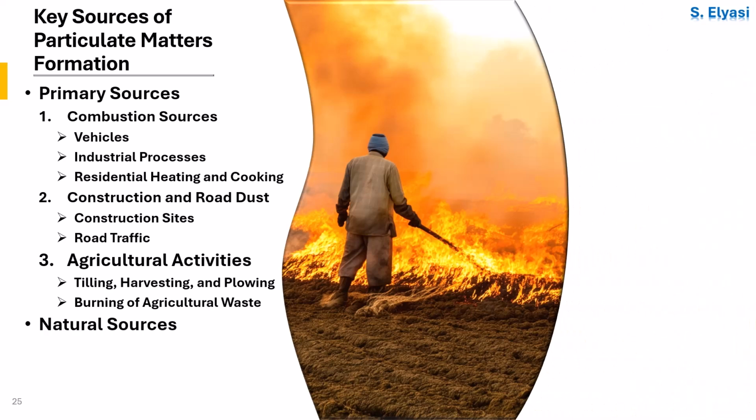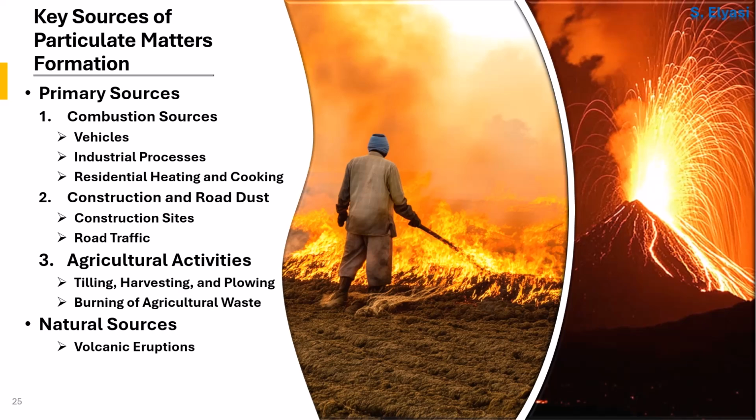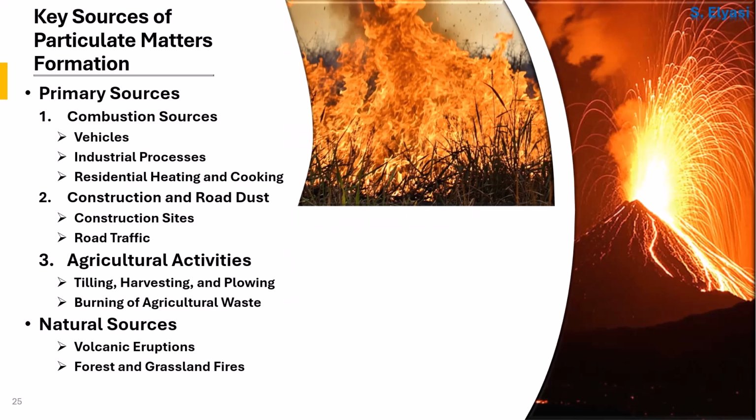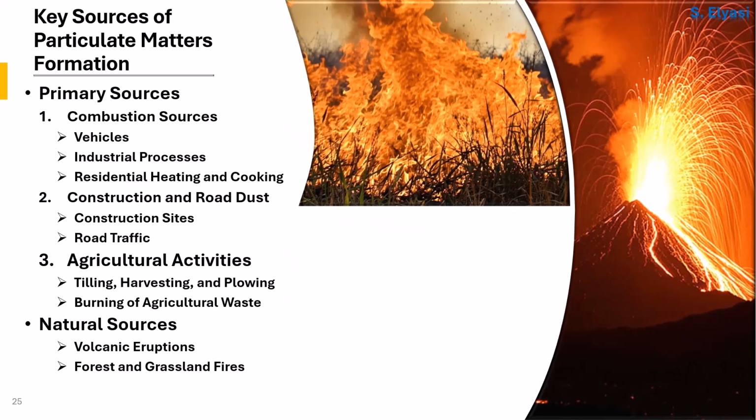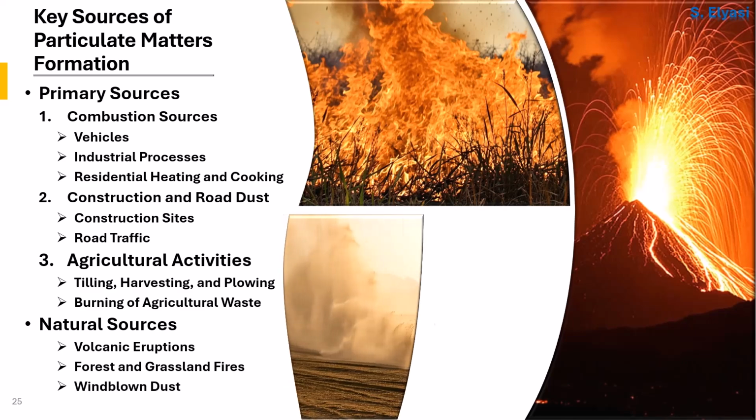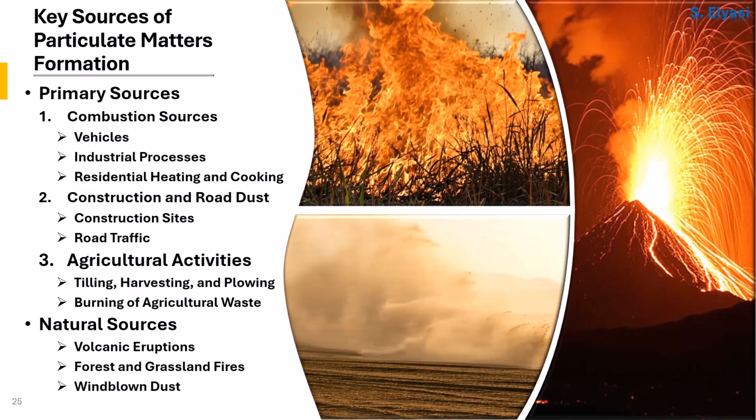Natural sources. Volcanic eruptions emit large amounts of ash and fine particles. Forest and grassland fires. Natural or man-made fires release large quantities of particles. Windblown dust from deserts and other dry, exposed land surfaces. Secondary sources. Secondary particulate formation occurs when gases emitted from various sources undergo chemical reactions in the atmosphere.